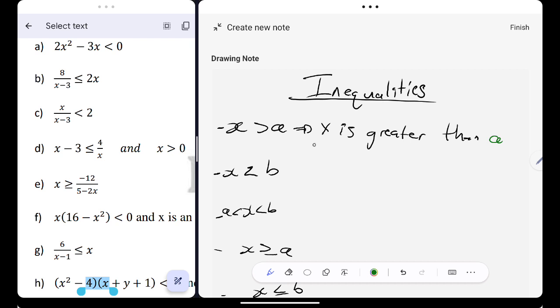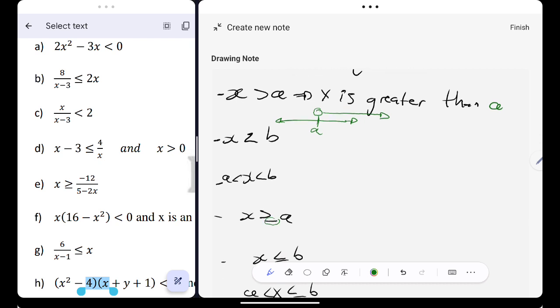And how can you represent this on a number line? Just draw a number line here. Then a will be here. Just represent it like this. I'm using an open circle because it doesn't have an equal sign like this one over here. Alright, together.